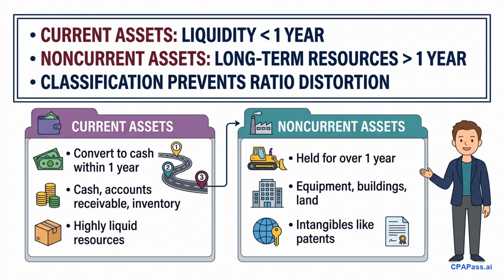Understanding this distinction is critical for evaluating a company's short-term liquidity. The examiner expects you to know exactly where these items belong. Misclassifying a long-term asset as current is a major error that distorts key financial ratios.